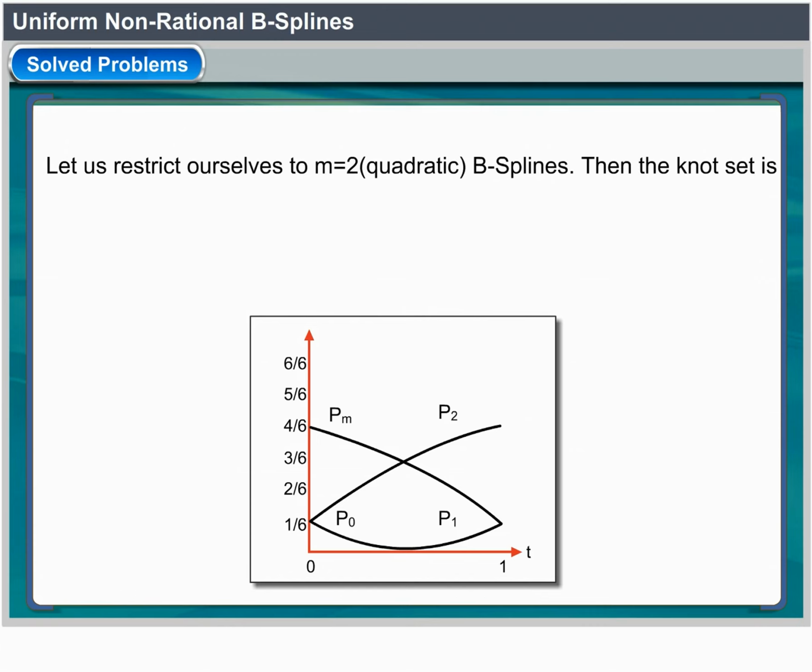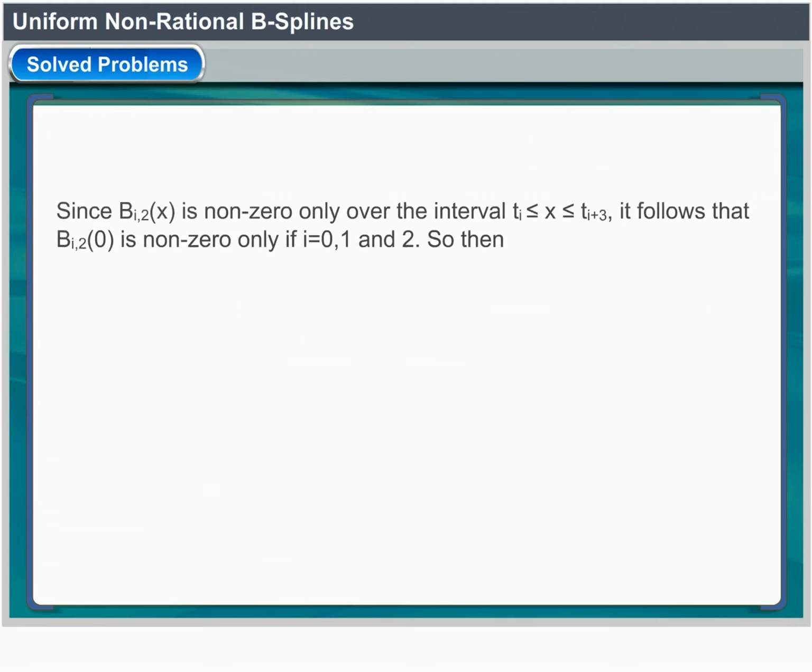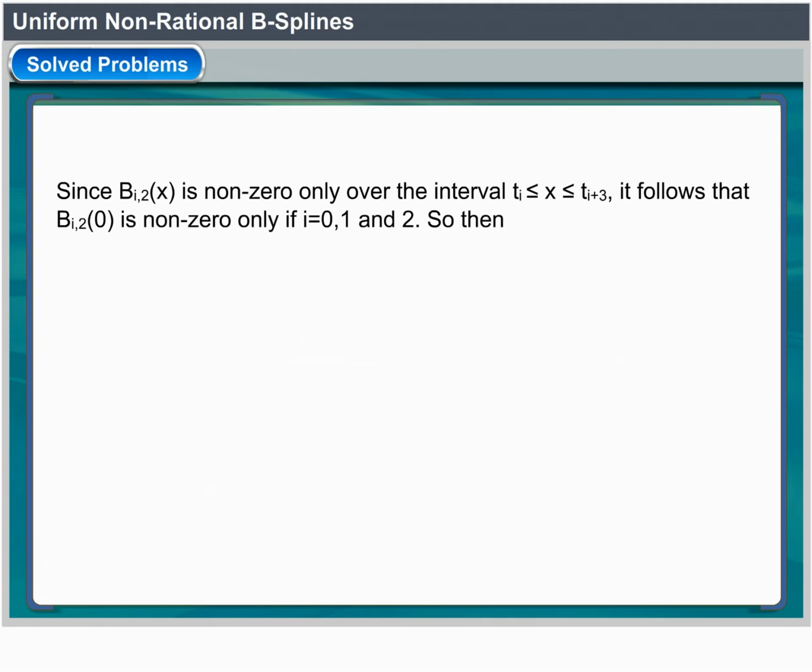Since b_{i,2}(x) is non-zero only over the interval t_i ≤ x ≤ t_i+3, it follows that b_{i,2}(x_0) is non-zero only if i equals 0, 1 and 2. So then, the equation for x(0) will appear as shown.